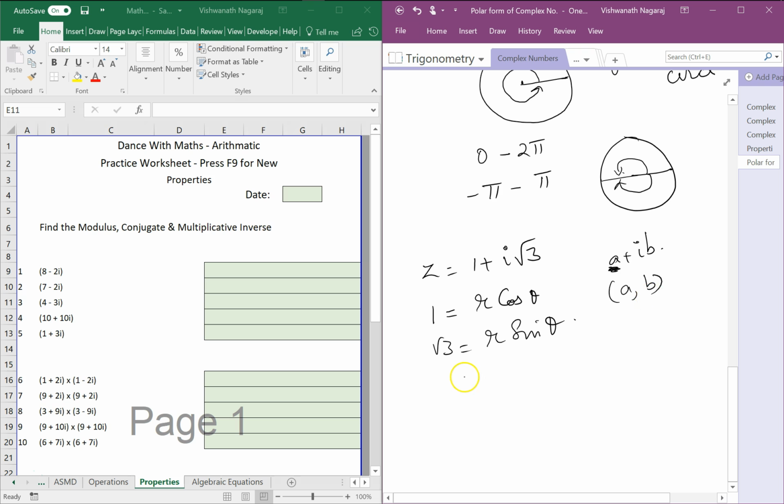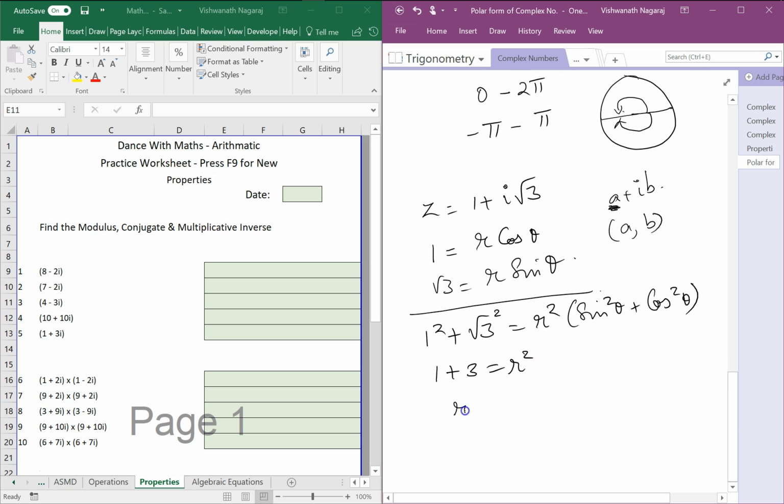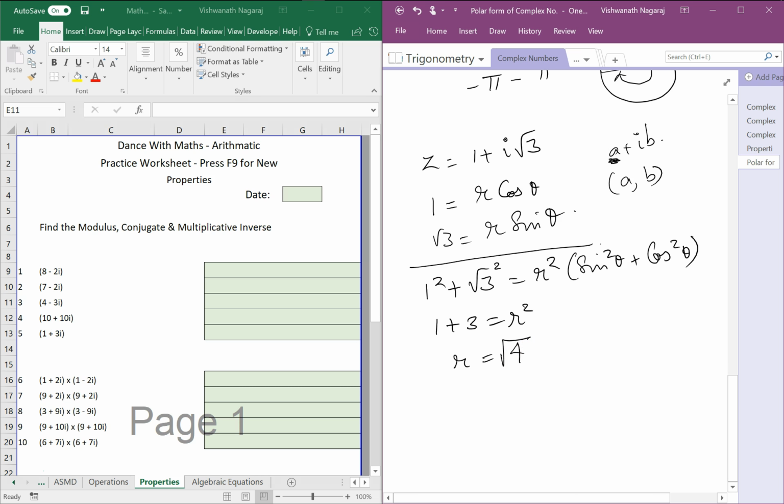Now let's square them and then add them. 1 square plus root 3 square equals r square times sine square theta plus cos square theta. Now this becomes 1, so we can ignore it. 1 plus 3 equal to r square. So r is equal to square root of 4. We ignore the negative root because r is the modulus of the complex number, so it can't be negative.